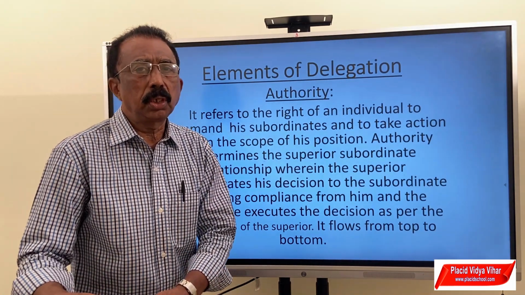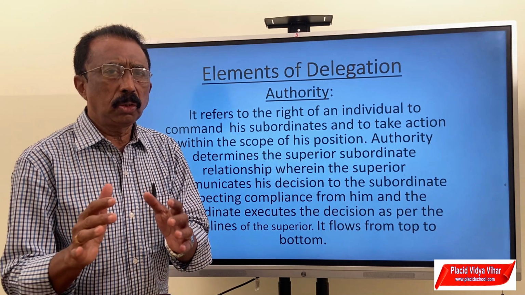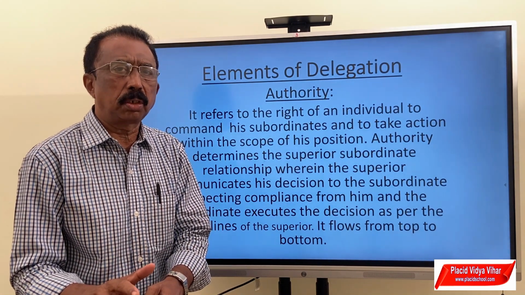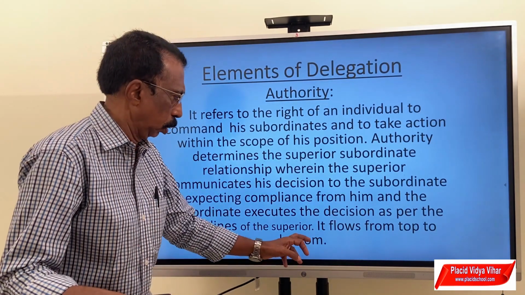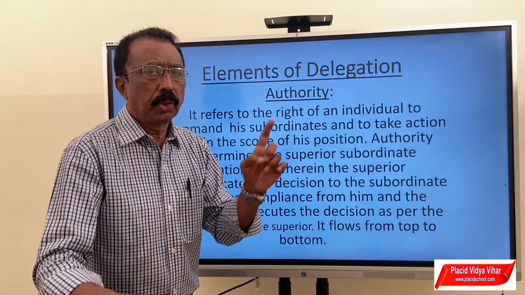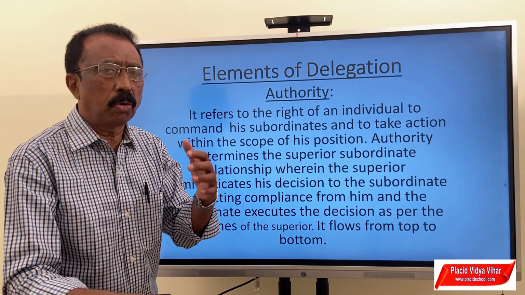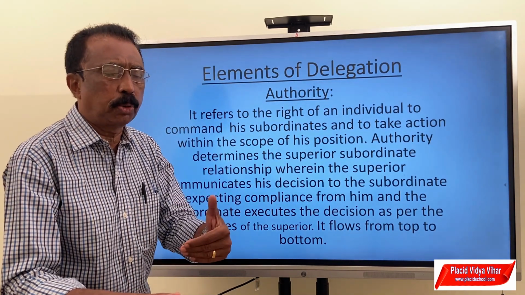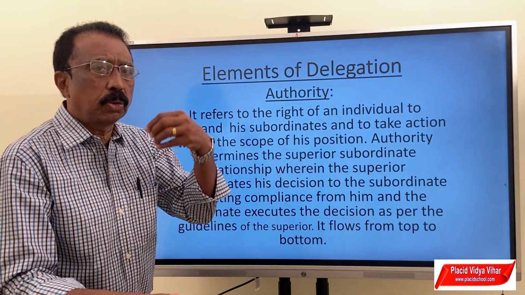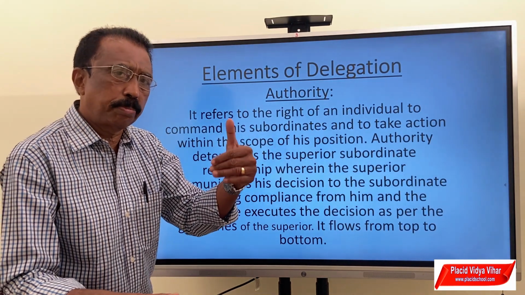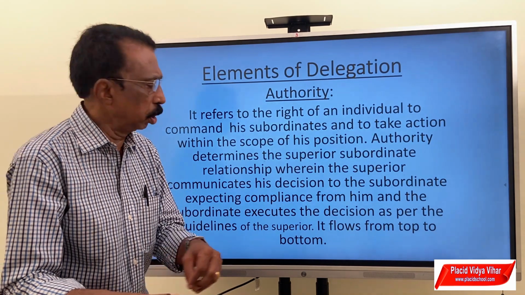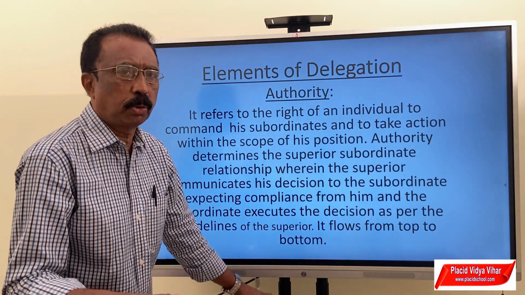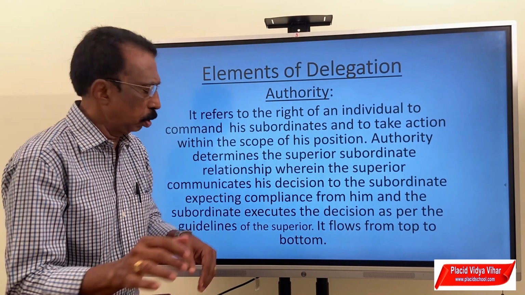I cannot do anything as I like. I have to do as per the instructions and the rules and regulations given by the principal. Within that limit, I have to do it. Remember, very important, authority always flows from top to bottom. I don't have the authority over the principal, but the principal has the authority over me because I am his subordinate. So it flows from top to bottom, from the superior to the subordinate.